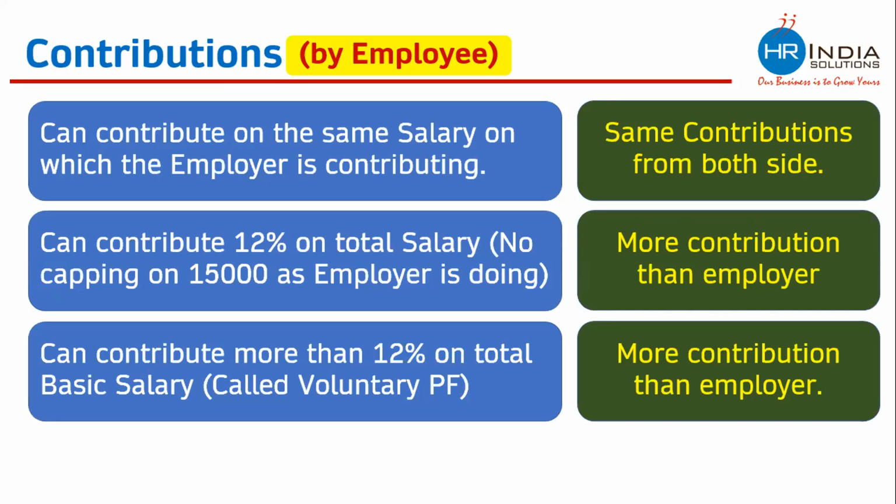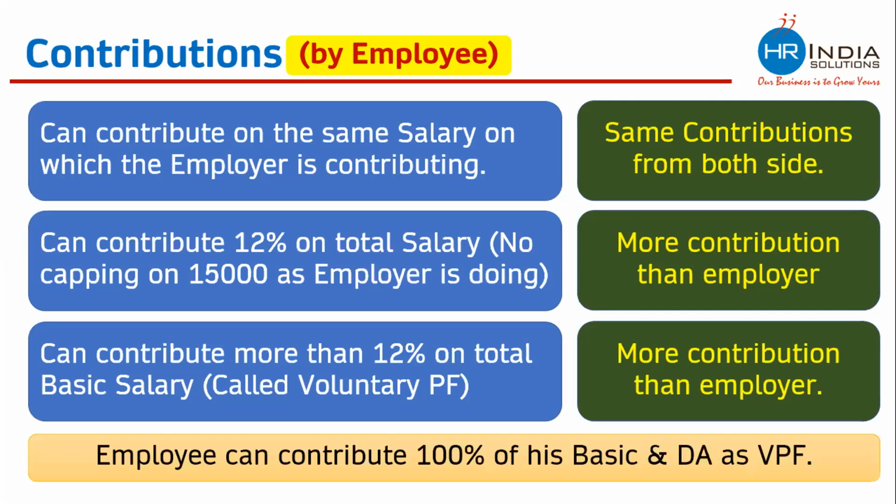You will say that not 12%, I will pay more than 12% on my basic salary. This can also happen. You can increase the percentage of contribution on the same salary. This is called voluntary provident fund, and under voluntary provident fund, an employee can contribute 100% of his or her basic and DA. Any questions so far? I have two more slides to share.